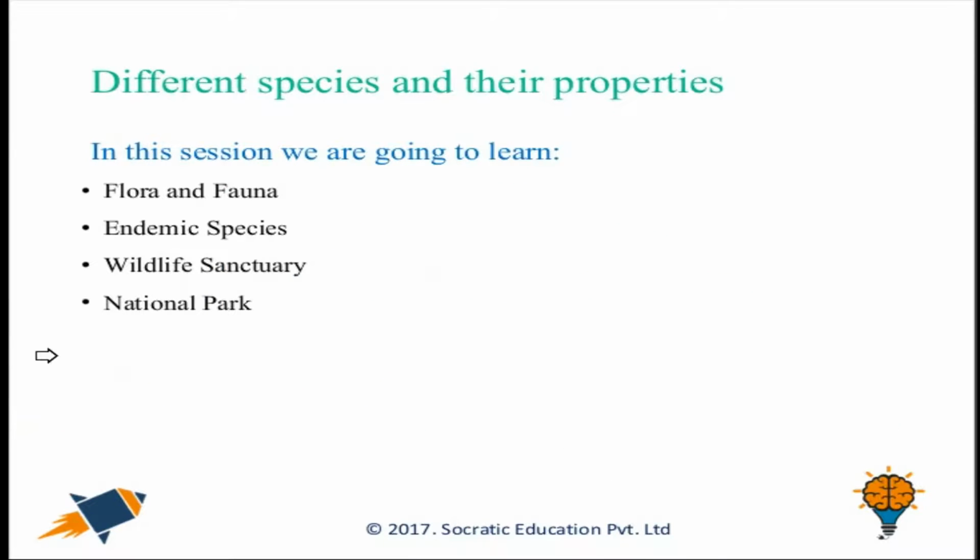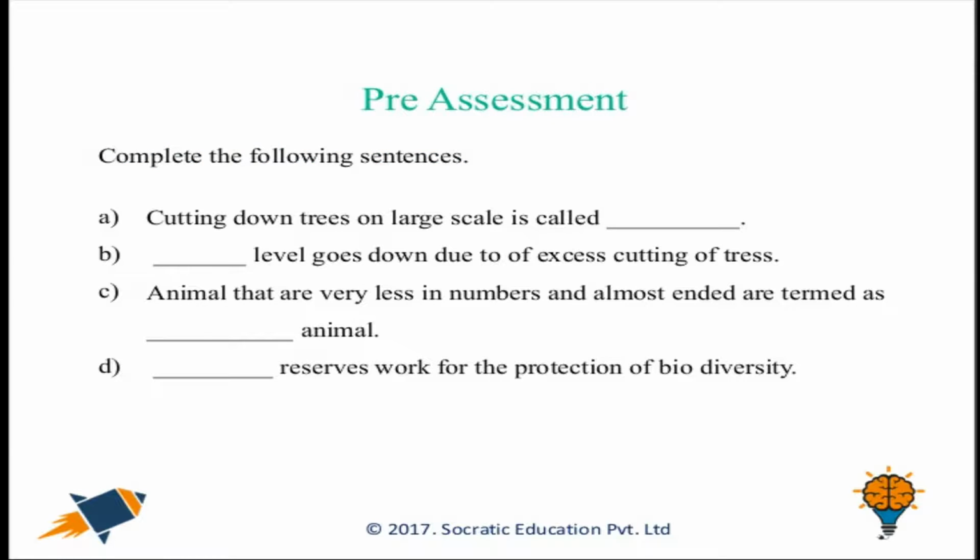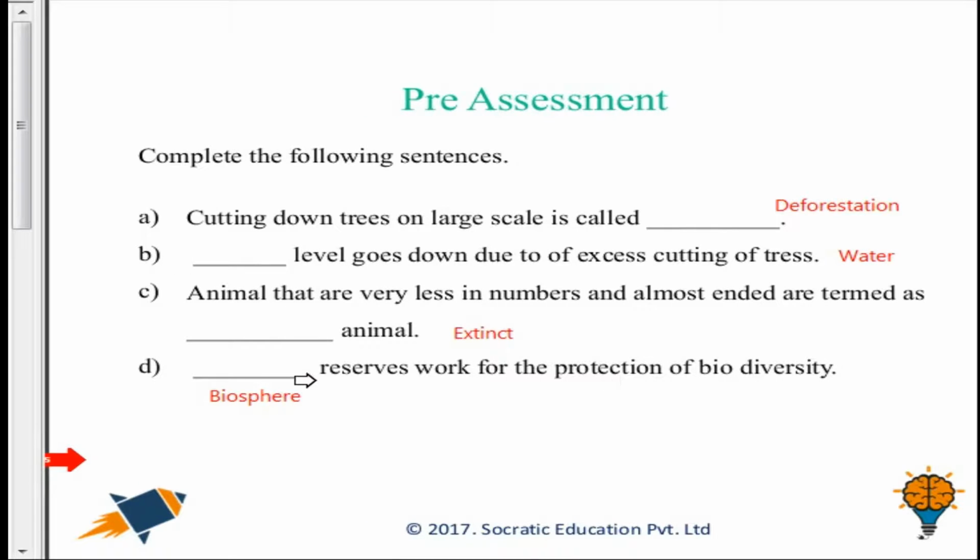Under this lesson we have 4 objectives to complete: Flora and Fauna, Endemic Species, Wildlife Sanctuary and National Park. Before completing these, we have a pre-assessment that would help you to understand this lesson more. So read every sentence carefully and then try to use the suitable word to complete the sentence. After getting your answers, you can match your answers with the correct word given next to the statement.